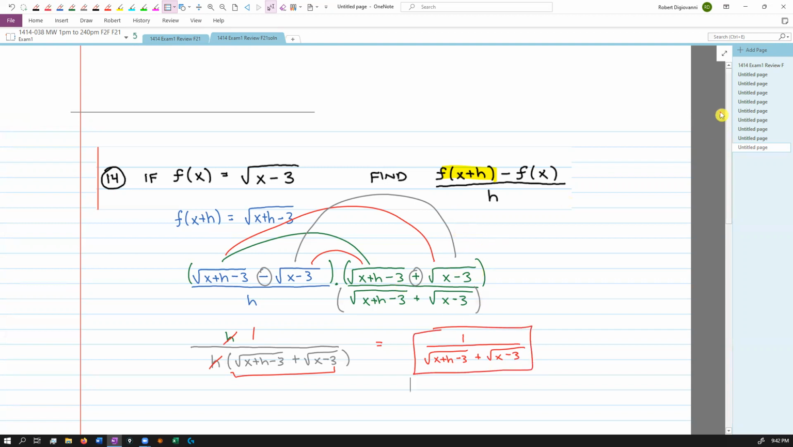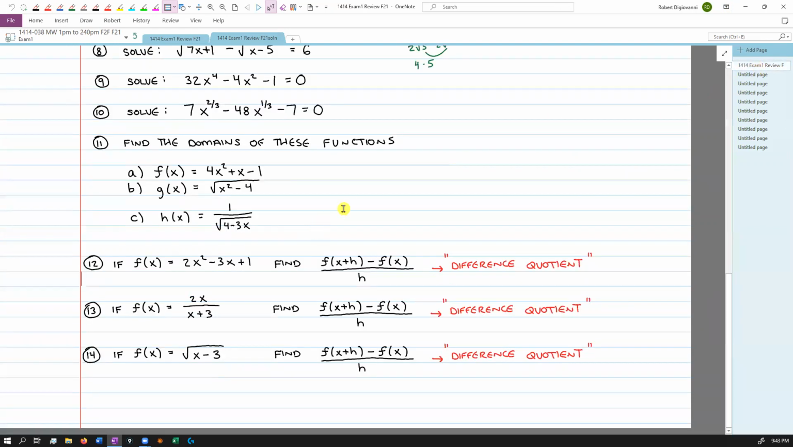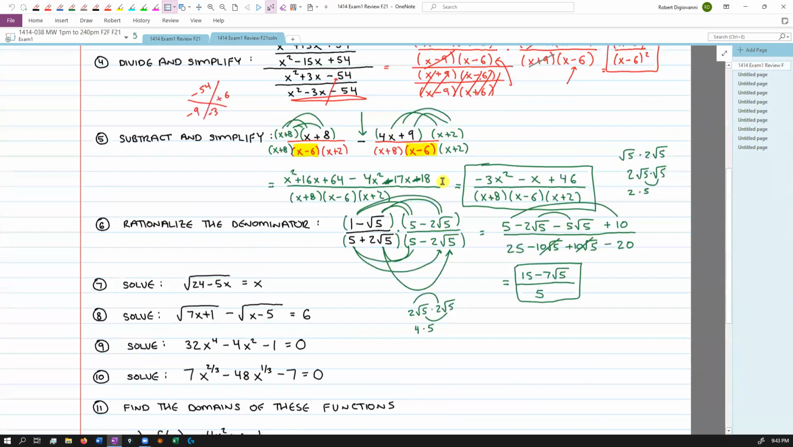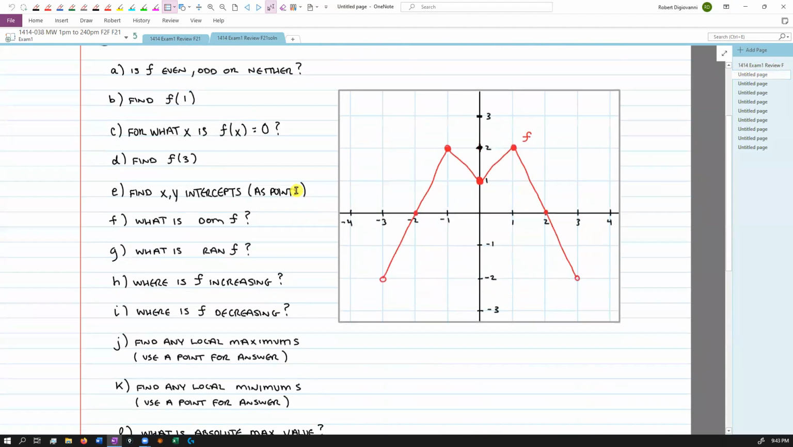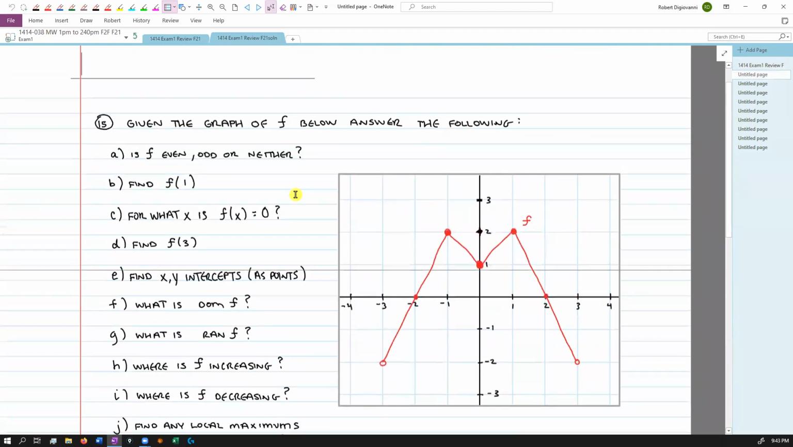So conjugate here. Oops, what did I do? Nothing, I guess. All right, got the difference quotients. Is there another page to this? All right, is this the last part?